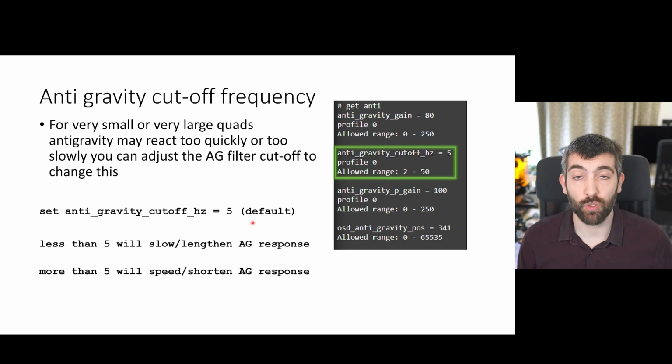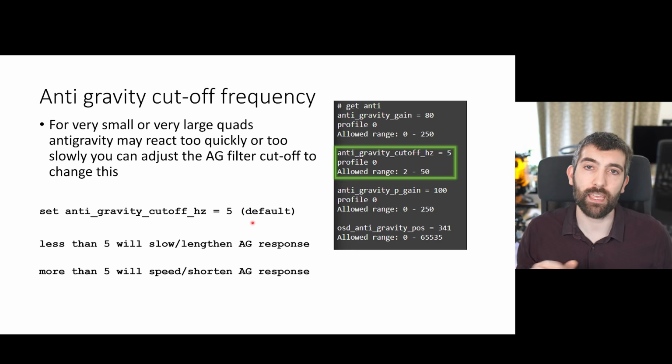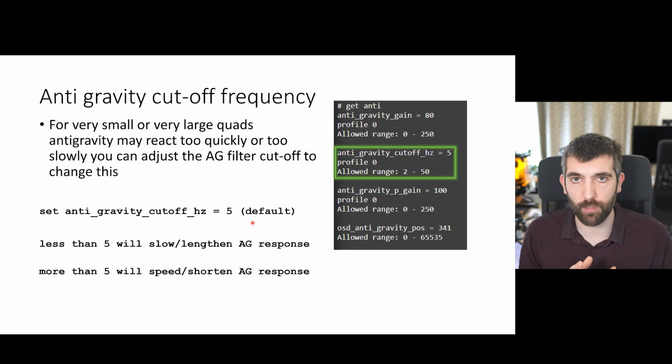Anti-gravity also has a cutoff frequency. So for very small or very large quads, anti-gravity may react too quickly or too slowly. It may boost the I term too fast, or it may not boost the I term quickly enough. If that's the problem, and you can see that in the logs, there is a cutoff frequency for the anti-gravity. That's set anti-gravity cutoff hertz. 5 is the default. Less than 5 is going to slow and smooth the anti-gravity response and lengthen it out. More than 5 is going to speed up and shorten the anti-gravity response and make it sharper.